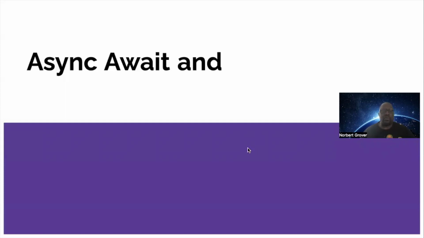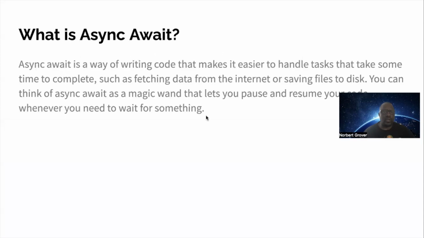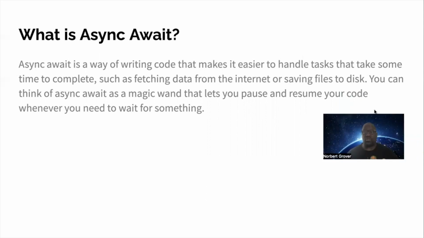Okay, so now let's talk about SwiftUI and async-await and what it is. So, what is async-await? Async-await is a way of writing code that makes it easier to handle tasks that take some time to complete, such as fetching data from the internet or saving files to a disk. You can think of async as a magic wand that lets you pause and resume your code whenever you need to wait for something. Now, this is the type of thing that escaping closures did, right?